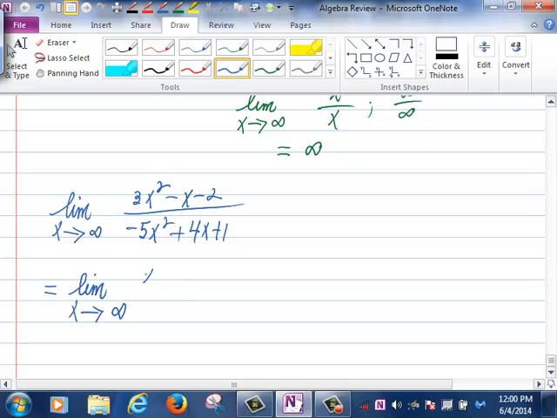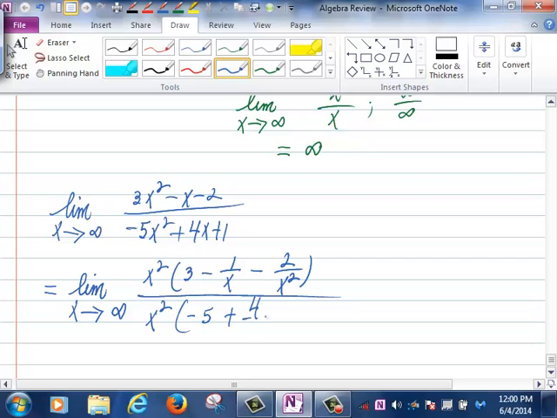And if I factor out the leading term, I get 3 minus, what do I get? 3 minus 1 over x minus 2 over x squared, right? And then in the denominator, if I factor out x squared, I get negative 5 plus 4 over x plus 1 over x squared. You guys agree with that? If I factor out x squared from the numerator and the denominator, then I'll be left with those. Now I can cancel out x squared.